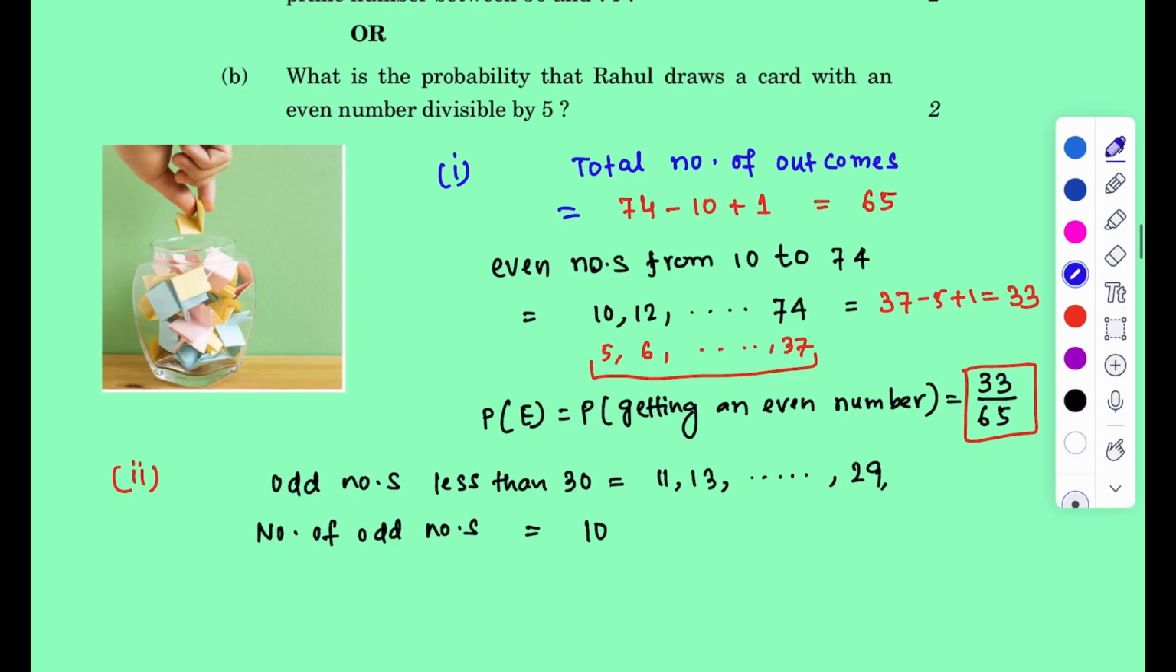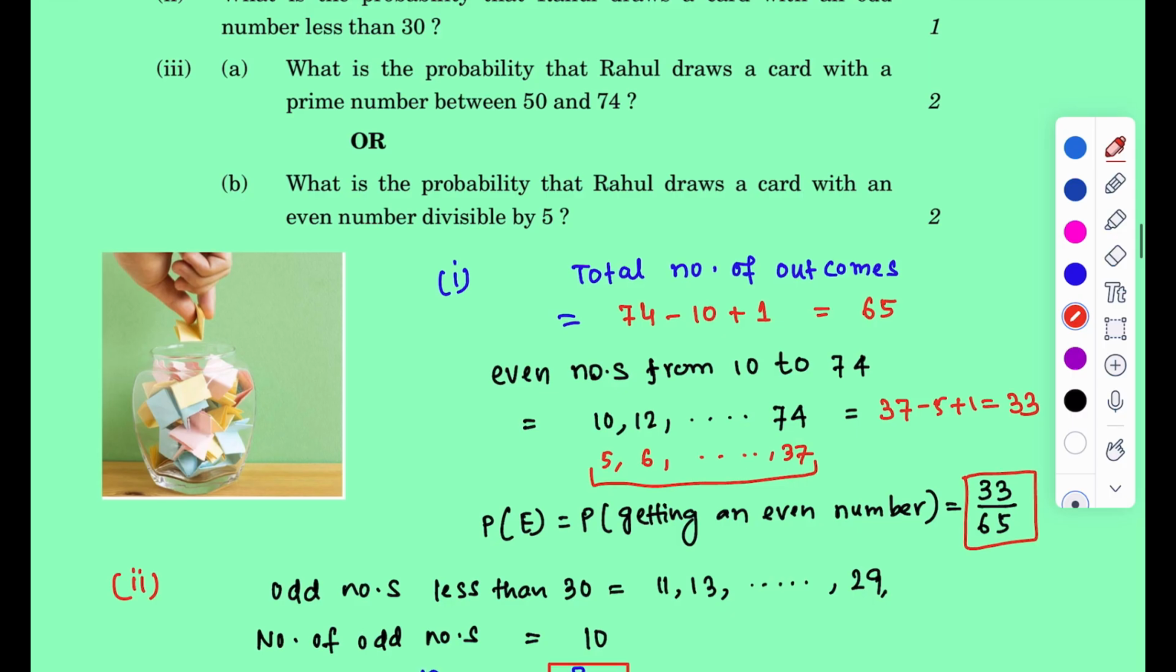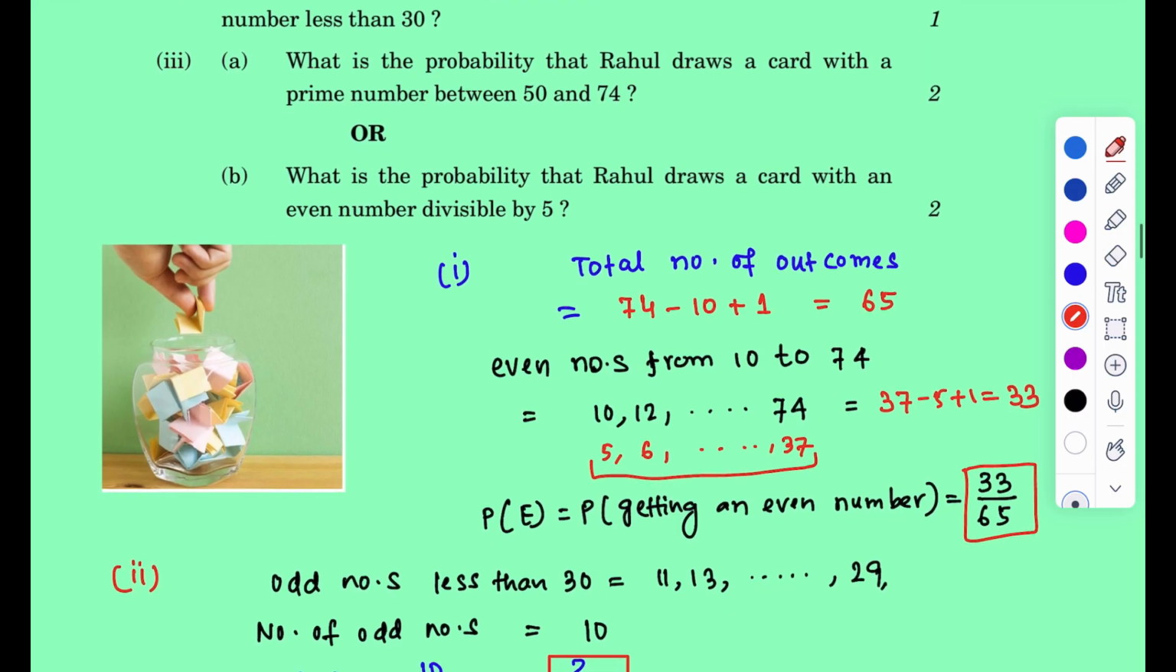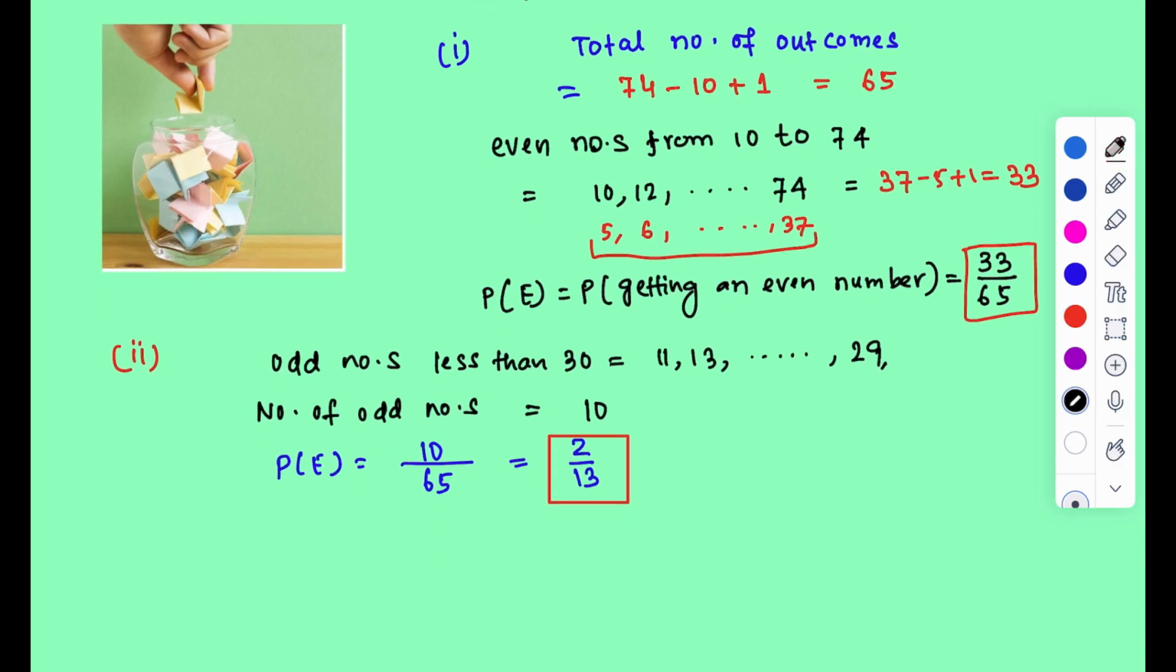So similarly the probability of the event of getting an odd number is the number of favorable outcomes, that is 10, divided by the total number of outcomes, 65. If we divide by 5, we will get 2 by 13. This is for the second part. And next is, what is the probability that Rahul draws a card with a prime number between 50 and 74?